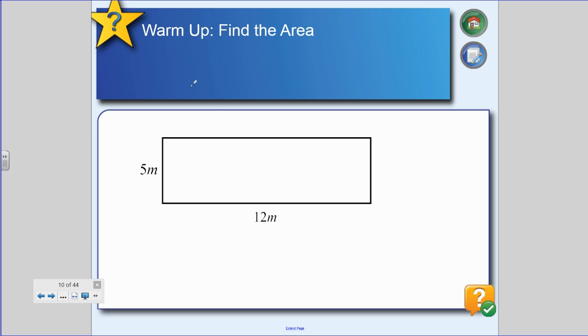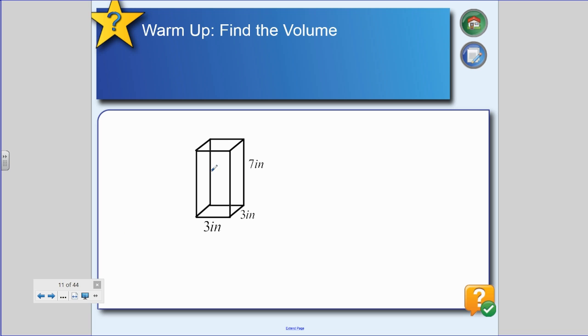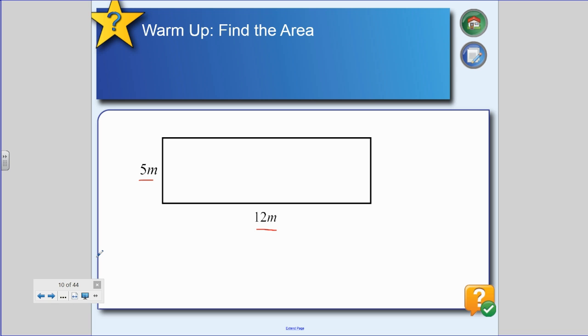I want you to warm up. See if you can find the area of this rectangle that is 5 meters in width by 12 meters in length, and also the next one, which looks like a cuboid or a rectangular prism that has a base that is a 3-inch by 3-inch square, and it is 7 inches tall. And you would find the volume of this guy. All right, so go ahead, see if you can figure those two problems out, and we'll talk about them in a second.